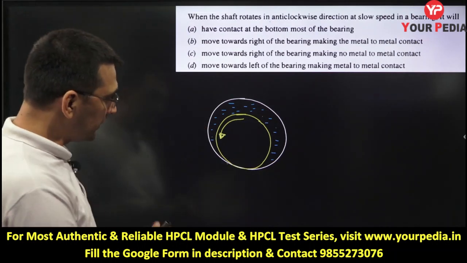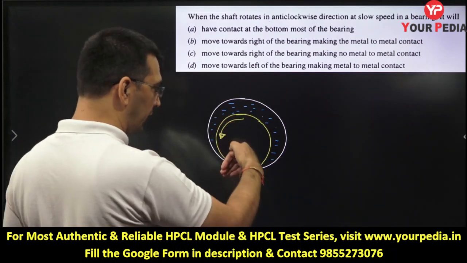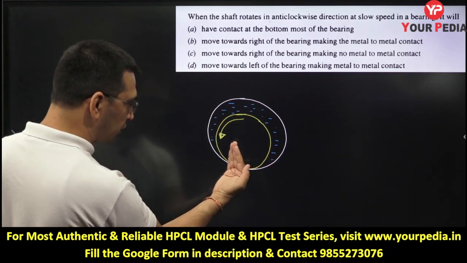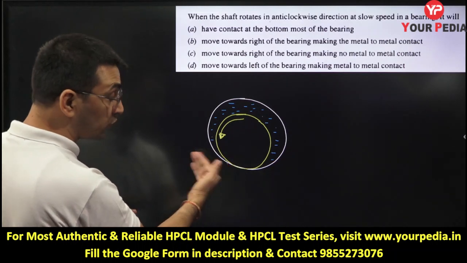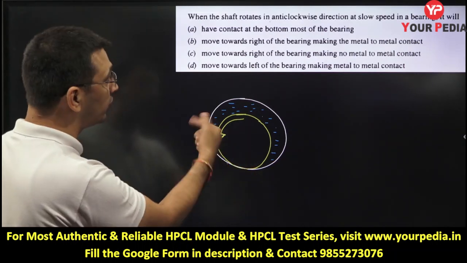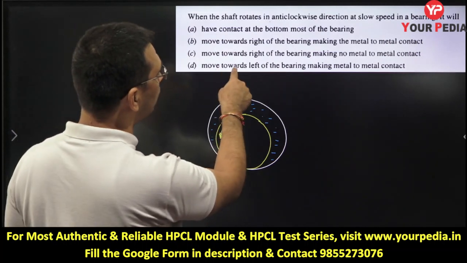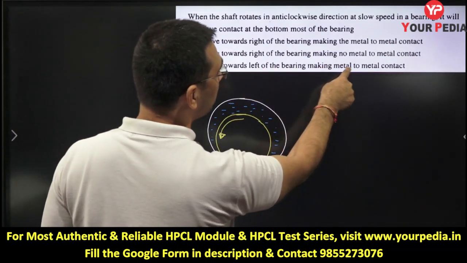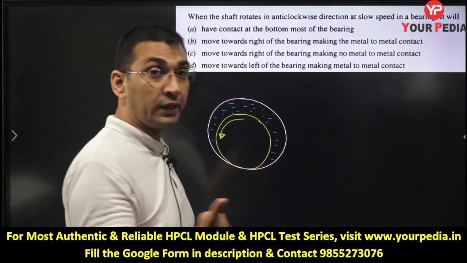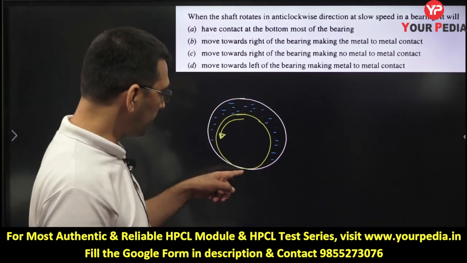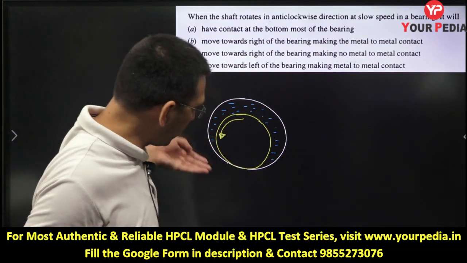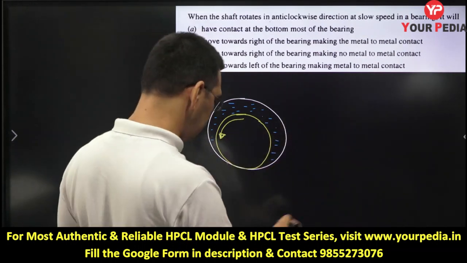So since it is rotating in the anti-clockwise direction, it is going to shift to the left on the bearing, making metal to metal contact. Initially there is only metal to metal contact. At a later stage, when sufficient pressure is developed, it is pushed towards the right. This is the final position, right?